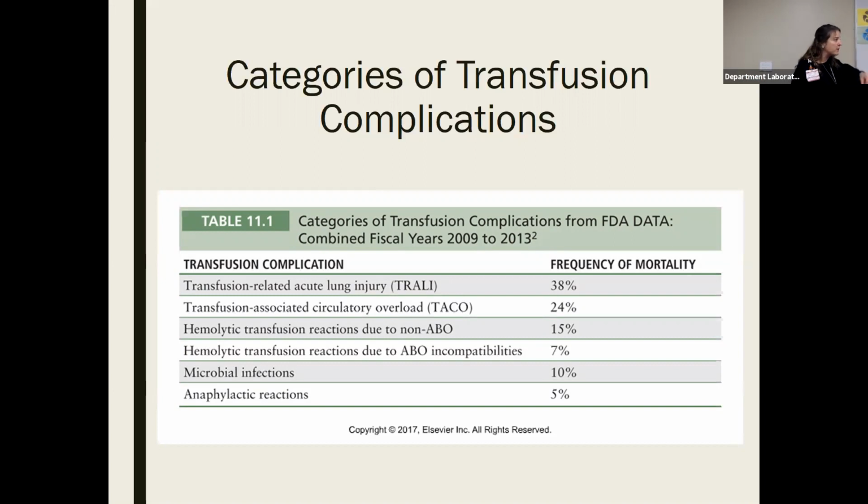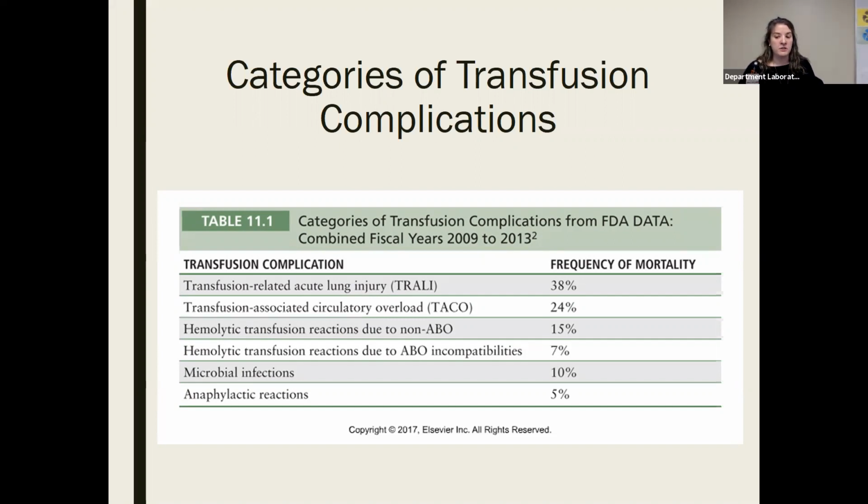So if you give them plasma, that could overload their circulation system, right? Could cause them to have lung failure, and we're going to talk about the symptoms of that, all right? And there's two specific populations that TACO is very common in, and we're going to talk about that.